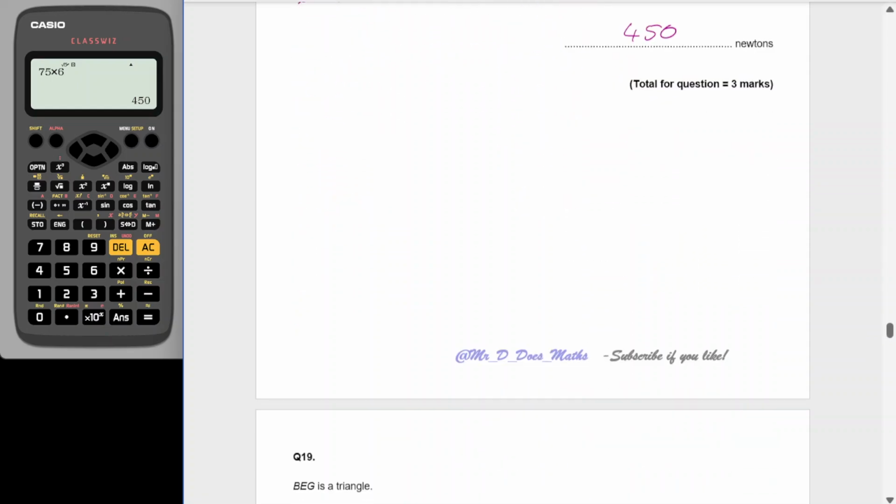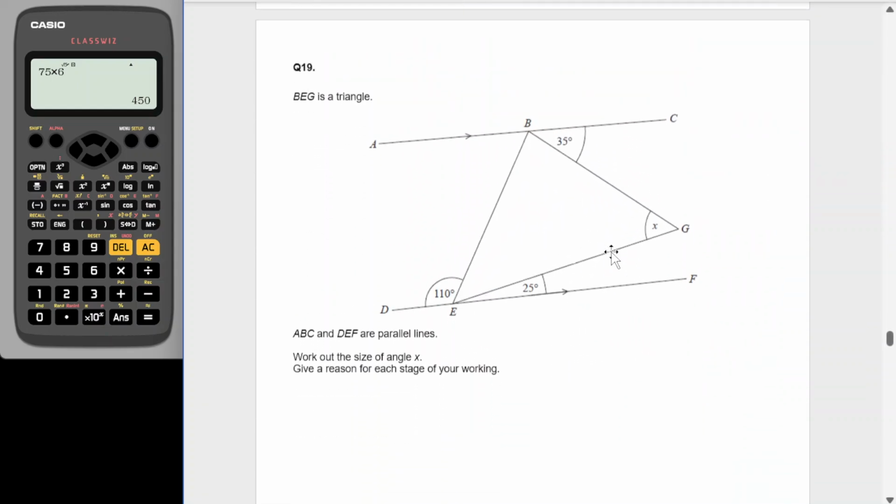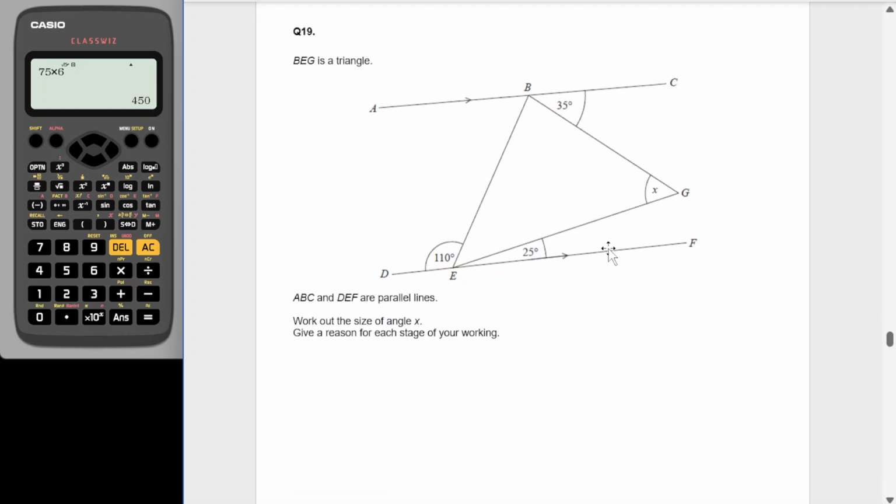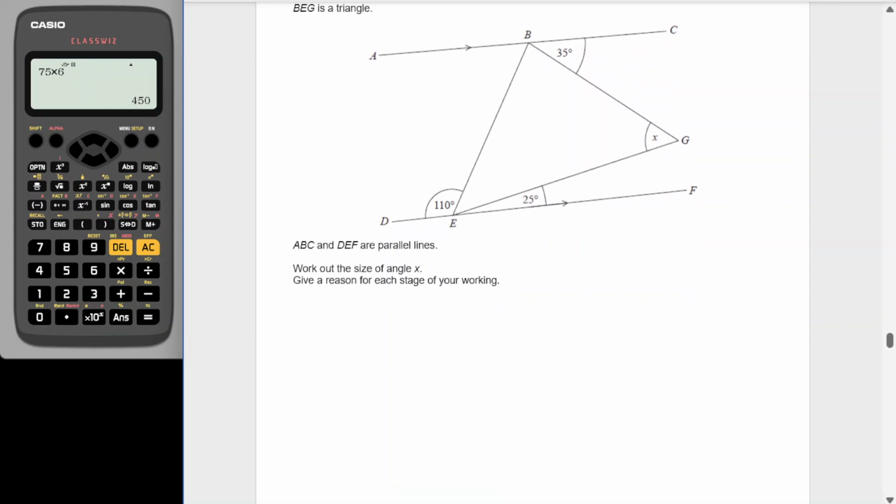Right, question 19 then. So we've got a triangle, and ABC and DEF are parallel lines. Work out the size of angle x. Give a reason for each stage of your working. Okay, so just trying to find the most efficient method for this.